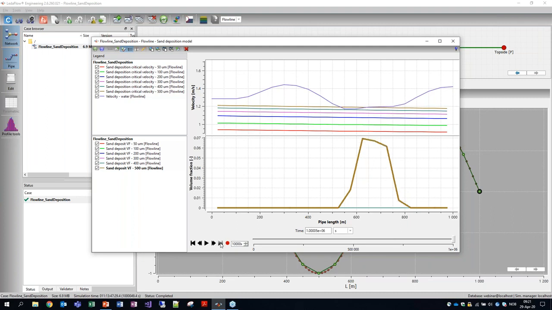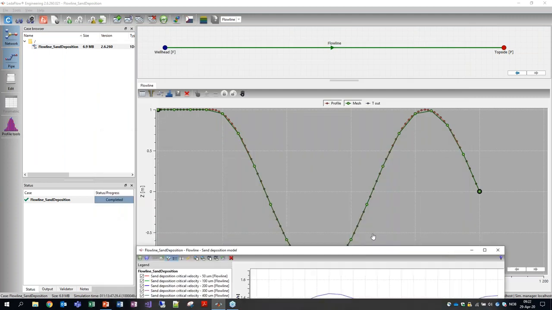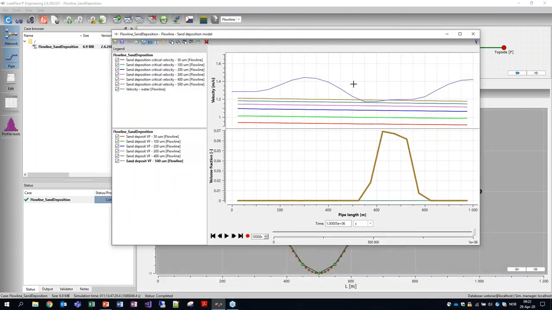We can just go to the end of the simulation. Here we can see that now we've accumulated approximately 7% by volume of sand in the bottom of the pipe, which is essentially this uphill section here of the pipeline. So that is just a small demonstration of the sand deposition model. I think we'll keep it at that and now go to the questions.